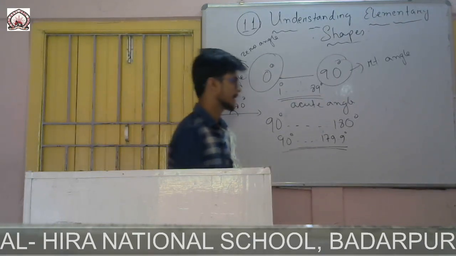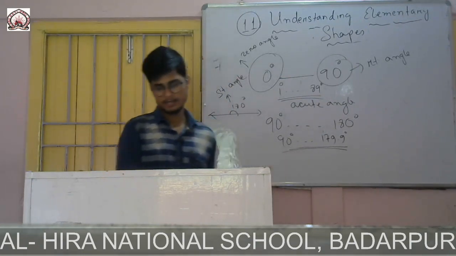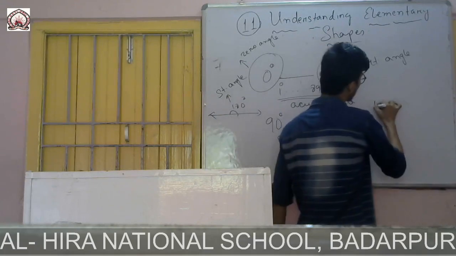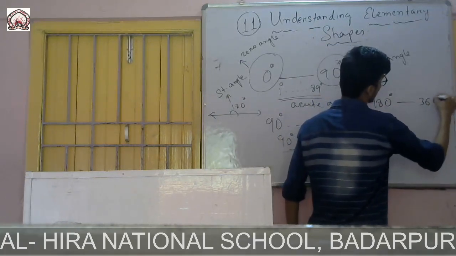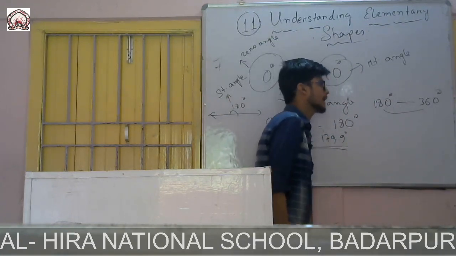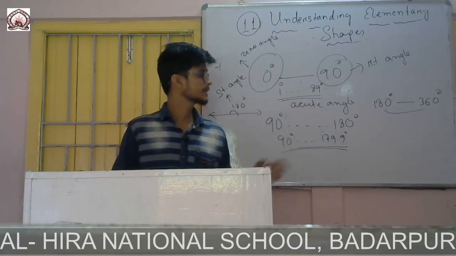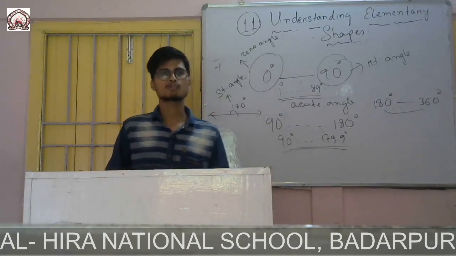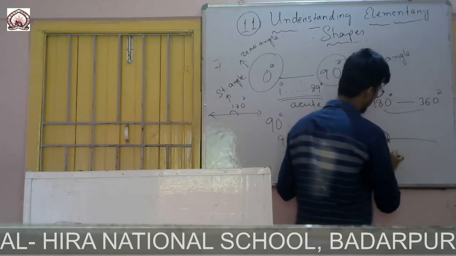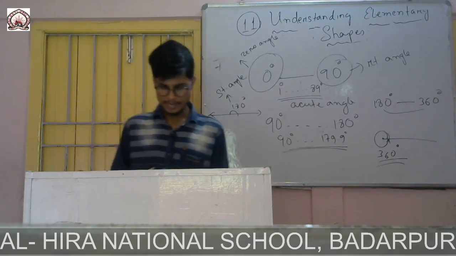Then comes the reflex angle. If the angle is measured more than 180 but less than 360 degree, in between 180 and 360 degree, it is a reflex angle. And a complete angle: one complete angle is equal to 360 degree. So 360 degree is known as a complete angle.